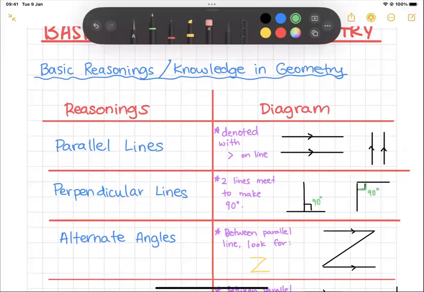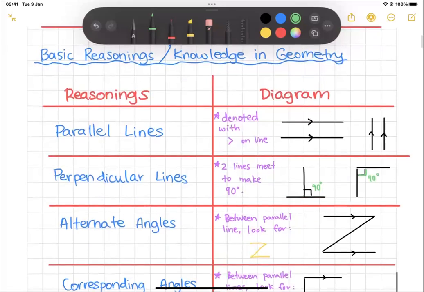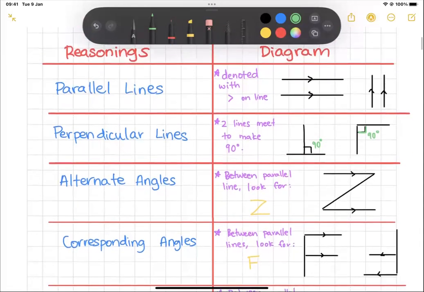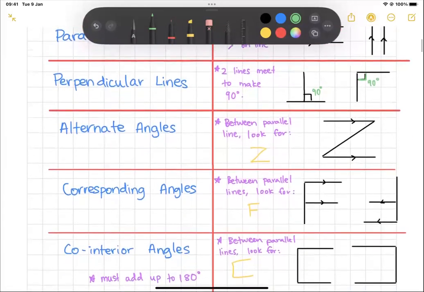Now, just like I said before, parallel lines will have certain conditions, and those conditions are the types of angles that parallel lines can have. So between parallel lines, there are three different types of angles, which are alternate angles, corresponding angles, and co-interior angles. So let's look at alternate angles. Alternate angles are between a pair of parallel lines, and we need to look for a Z, right? Some sort of Z kind of shape.